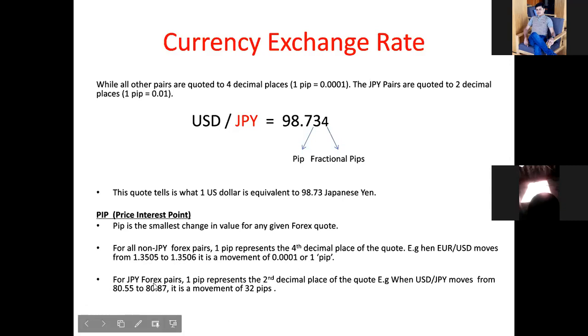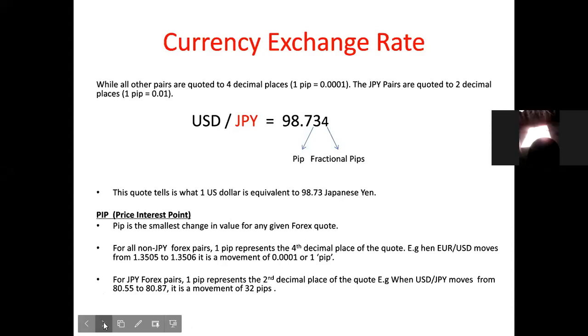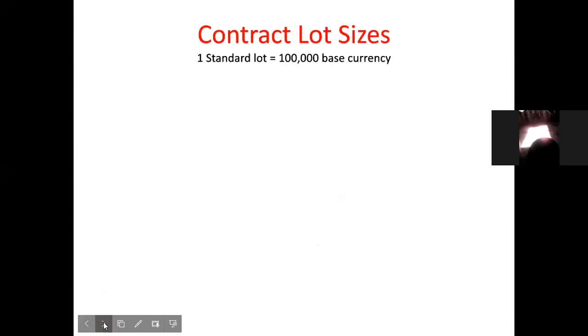Now for a JPY forex pair, 1 pip represents the second decimal place of the quote. Example, when USD/JPY moved from 80.55 to 80.87, it is a movement of 32 pips. Are we there? Because the difference between this and this will give us 32 pips. So if you need to understand what pips means so that you can get your calculation right, because that's where you can make money, or that's where you can know which of the risks you're going to risk.